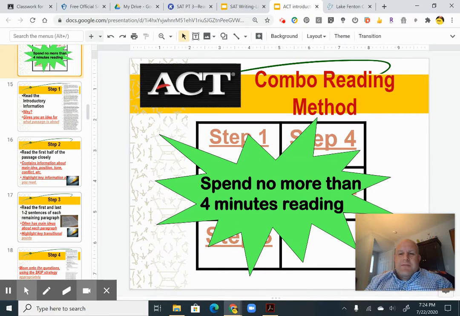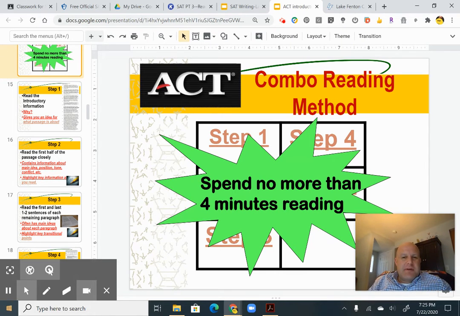So I'd like to talk about the combination reading method. I talked about the first and last in a previous video. This one is similar. This one you may want to use for a science or a fiction passage. I'm going to show an example on a science one in a subsequent video, actually.